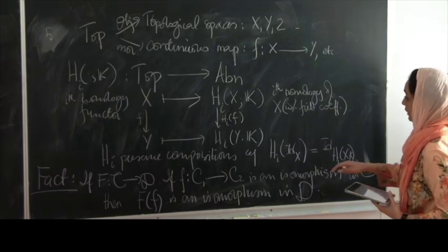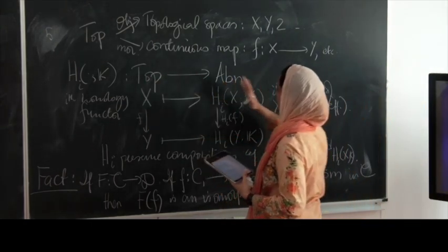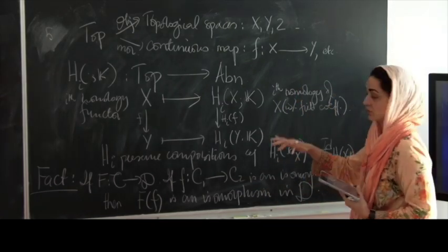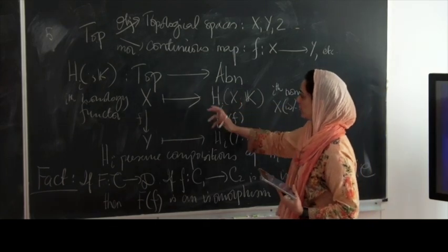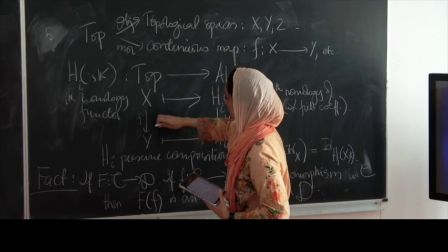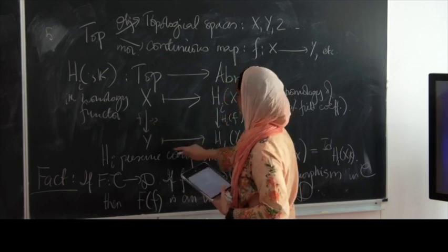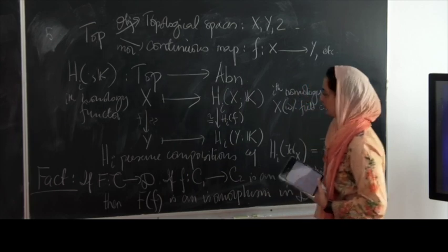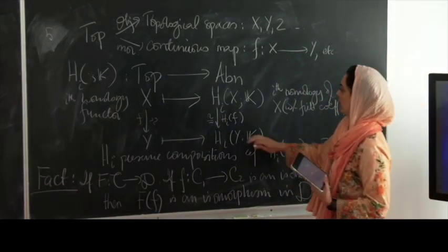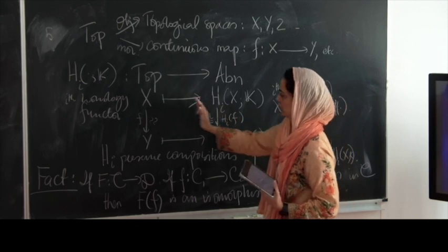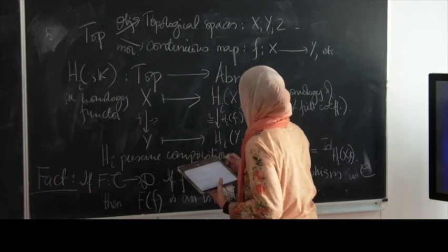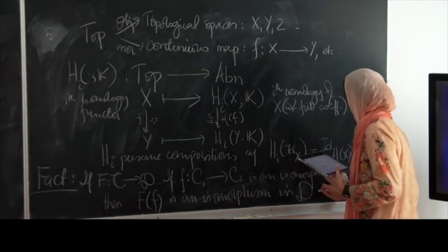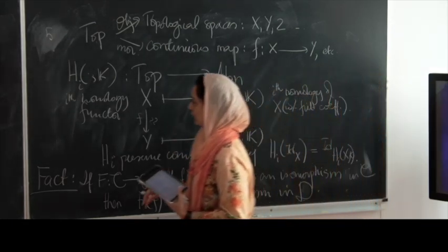Okay. So functors map isomorphisms to isomorphisms, but the converse is not true. If you're familiar with homology theory or the homology functor, you know that if you have a homeomorphism between two spaces, then you've got an isomorphism between their homology groups. But if you have isomorphic homology groups, it does not necessarily mean that the two spaces are the same or homeomorphic. So the converse is not true, and it can be quickly verified from this last example.